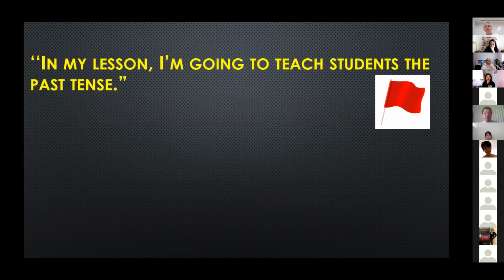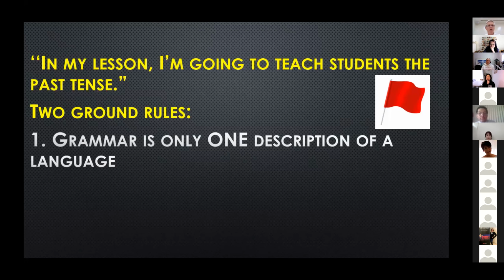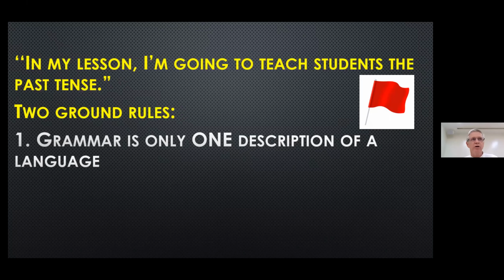But generally, I ask the student at this point, well, why are you deciding to teach a grammar point? And this often surprises them. Many of the participants respond with, well, isn't that what we have to do? Isn't grammar the basis of language? And I have to impart the fact that no, it isn't. Really, grammar is only one description of a language. There are many others. There's lexical description, pragmatic, interpersonal, sociocultural, and so on. Grammar is only one of these.